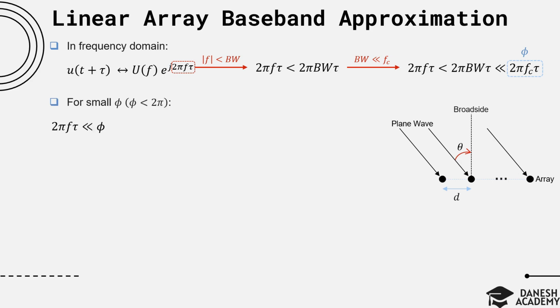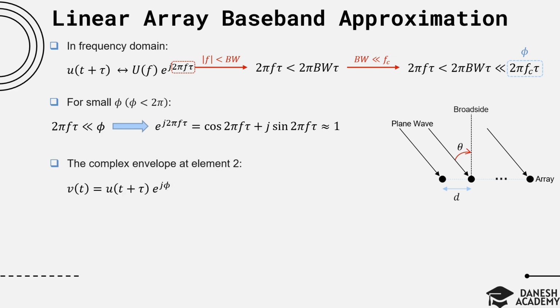For small values of phi, since we have phi less than 2 pi, then e to the j 2 pi f tau, which has a cosine term plus j sine term, can be approximated by 1. Therefore, the complex envelope at element 2, which was u of t plus tau times e to the j phi, can be approximated by u of t times e to the j phi, by neglecting the time delay tau and considering only the phase shift term, which is e to the j phi. Similarly, at element 3, the complex envelope can be approximated as u of t times e to the j 2 phi.